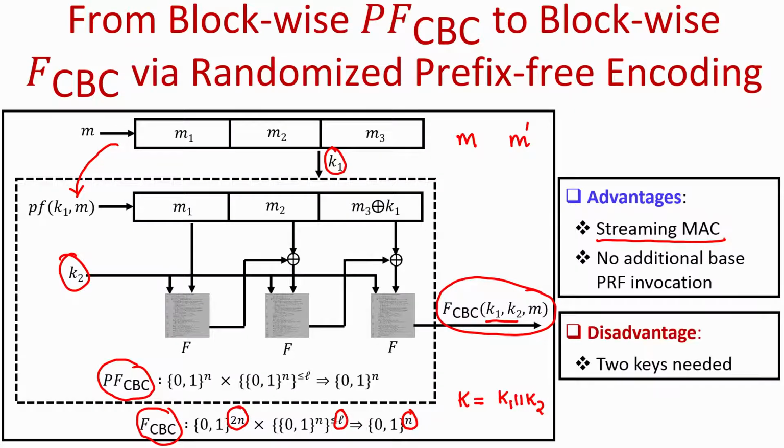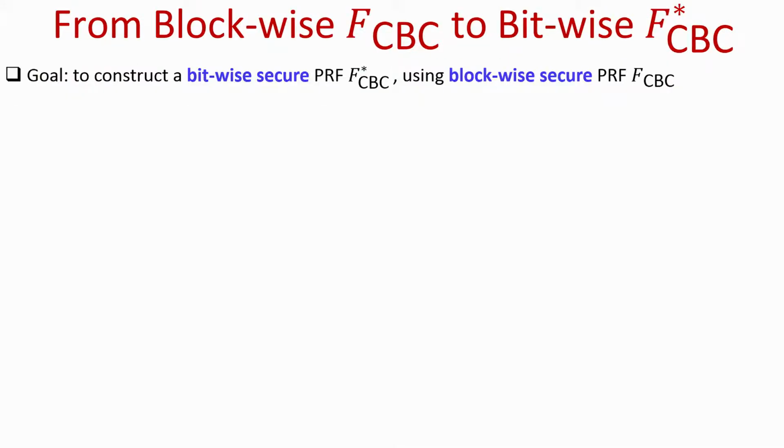However, you need to pay a price here. The disadvantage here is that you now need to operate with 2 keys, whereas if we see the deterministic prefix free encoding, we were operating with only 1 key. So, now you have a trade off.